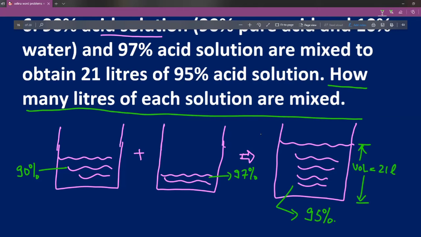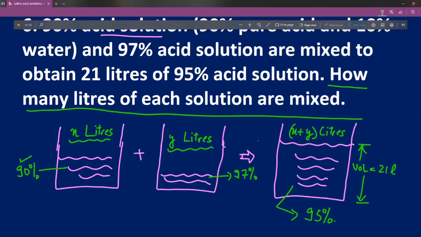So for example, if they are asking how many liters of each solution are mixed, I'll assume that X liters of 90% and Y liters of 97% is mixed. Now, as is obvious, if I mix X liters of this and Y liters of this, of course I'll get X plus Y liters of this. I hope this is clear.